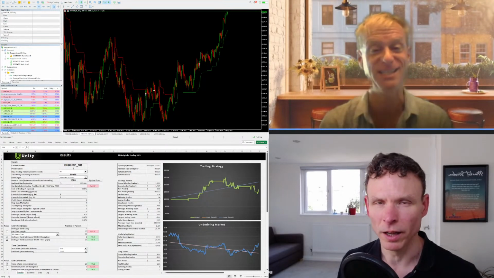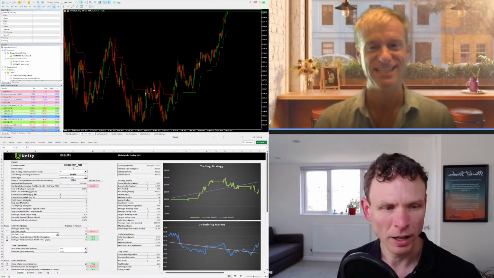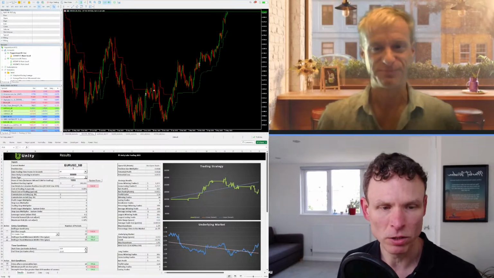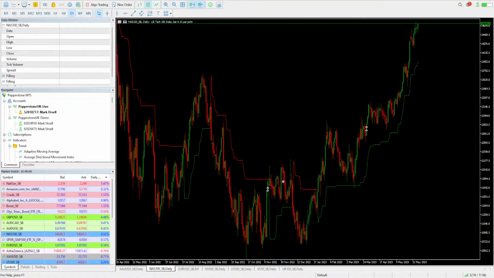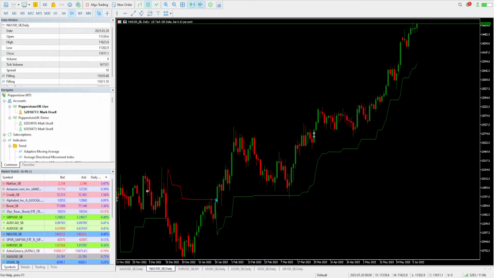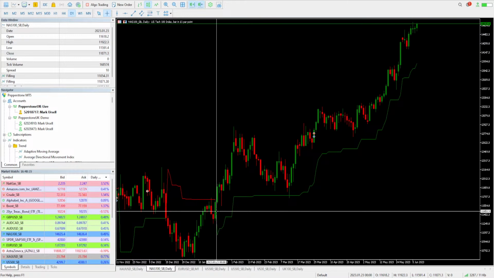So I'm excited to see the Supertrend come to a live trading strategy. If anybody watching this is not familiar with the Supertrend, I'm going to stick it on the screen now. You can see this is the daily time frame, and this is one of the breakouts that we had.